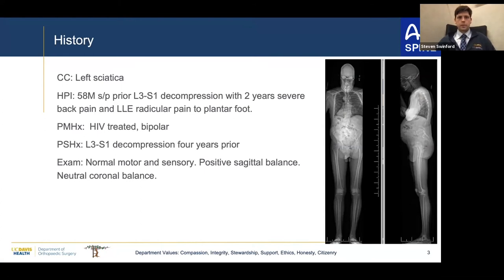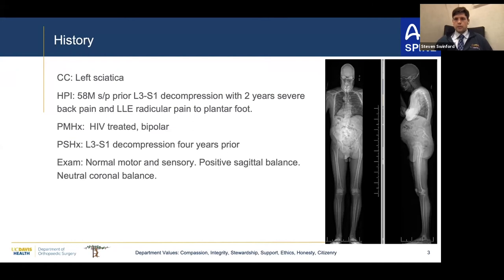So 58-year-old gentleman, chief complaint of severe left sciatica. He had a prior L3 to S1 decompression about 4 years prior, did well for 2 years, and then has had 2 years of worsening back pain and left lower extremity radicular pain down to the plantar aspect of his left foot. He has a history of HIV that's been treated and bipolar. His only surgical history that's relevant is the prior L3 to S1 decompression. And on exam, he has a normal motor and sensory exam. He's got positive sagittal balance and relatively neutral coronal balance.